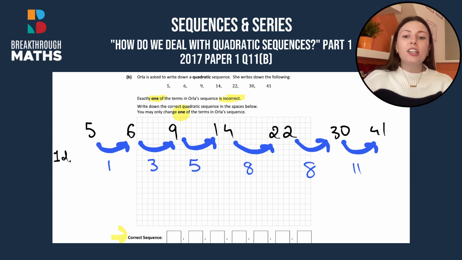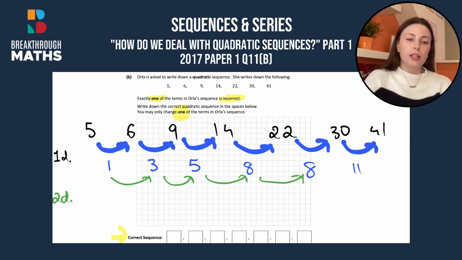So if this were a linear sequence, they would all be the same number. So let's say, for example, they'd all have a first difference of 3. But obviously here we can see that their first differences are different. So next we'll find the second difference. So if this is a quadratic sequence, all of the second differences should be the same.